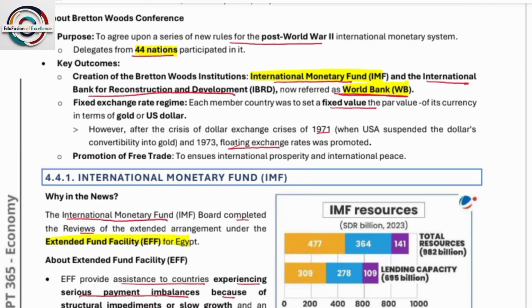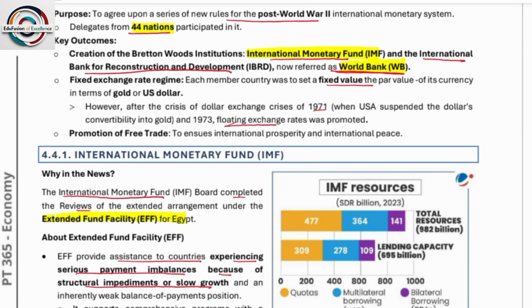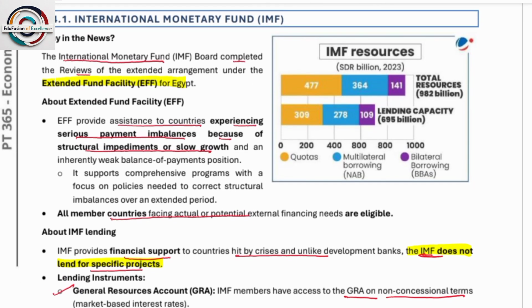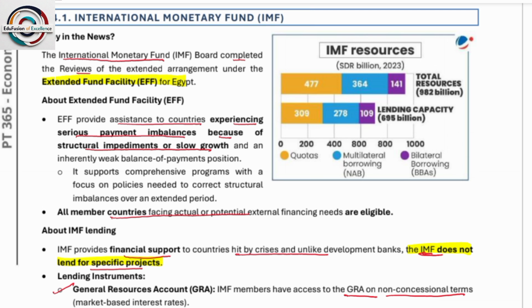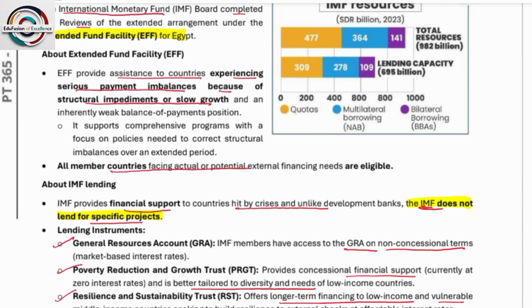Key outcomes are the IMF and the World Bank. I hope I have already said, IBRD, the International Bank for Reconstruction and Development. Next, the International Monetary Fund, IMF. So the IMF provides an Extended Fund Facility for Egypt. So what is the Extended Fund Facility? It provides assistance to countries experiencing payment imbalance because of structural impediments or slow growth.